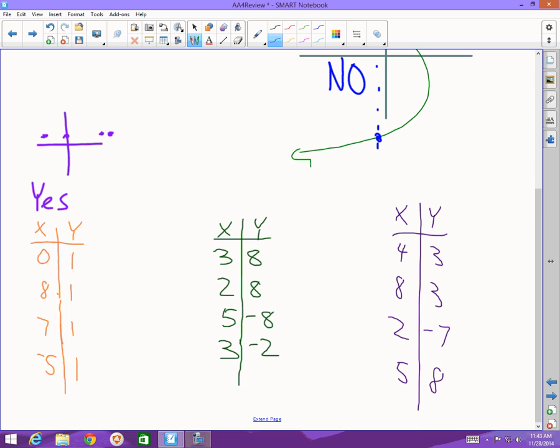This one here would not be a function because 3 goes to 8, and 3 is also supposed to go to negative 2, which cannot happen. And then this last one, 4 goes to 3, 8 goes to 3, 2 goes to a negative 7, and 5 goes to 8. Yes, this is a function.